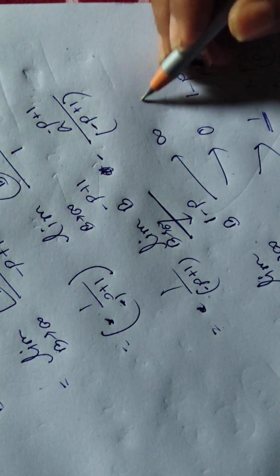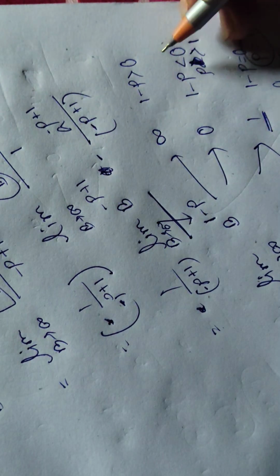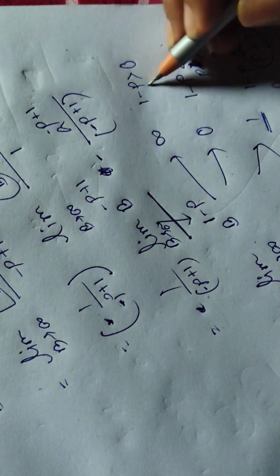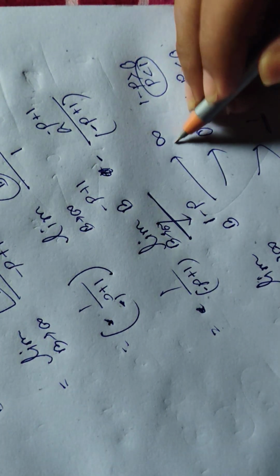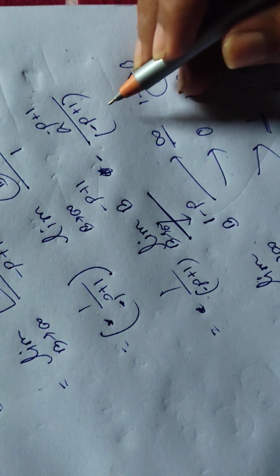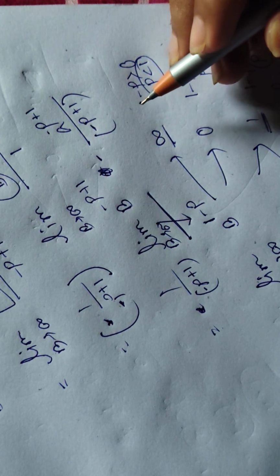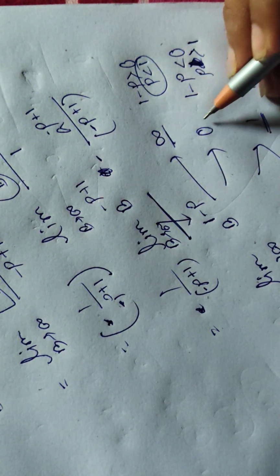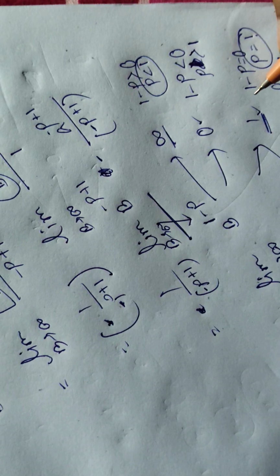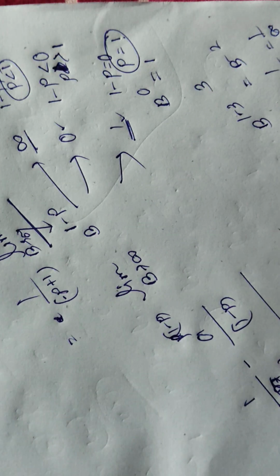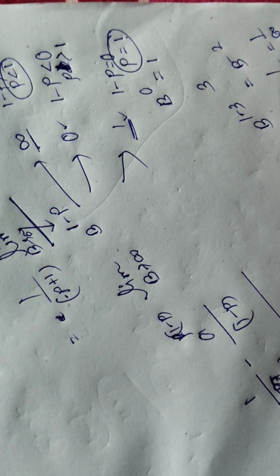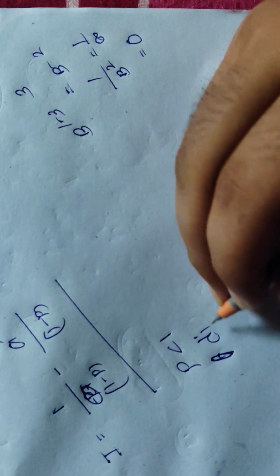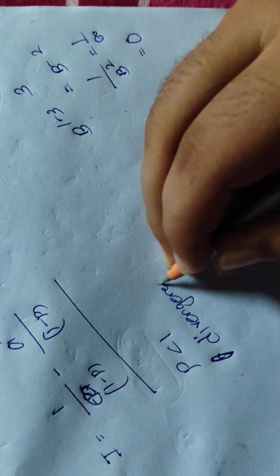Now what about infinity? If 1 minus p is greater than 0, that means p is less than 1. Now if the limit is equal to infinity, then the integral will not converge. Basically the integral diverges in that case. But for this and this, the integral will converge. So if p is less than 1, then divergence occurs.